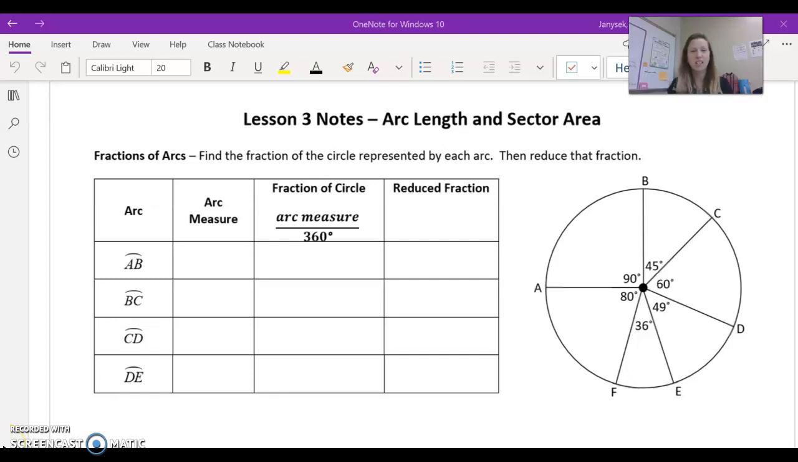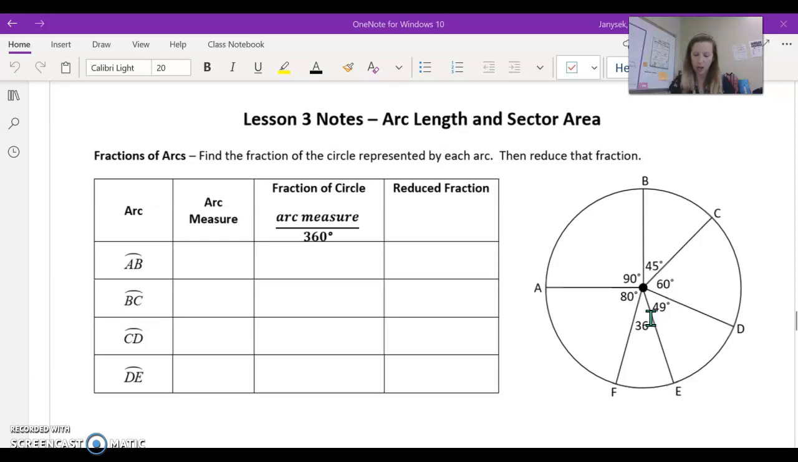Hi everyone. Today we're starting to learn about arc length and the area of a sector of the circle. But the first thing we need to do is to learn that each piece that this is cut up into can be considered a fraction or a portion of the circle. So we want to know what portion of the circle is that piece. Kind of like a piece of pie, except all these are cut into different size pieces.